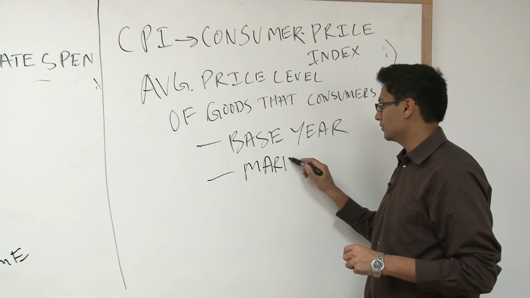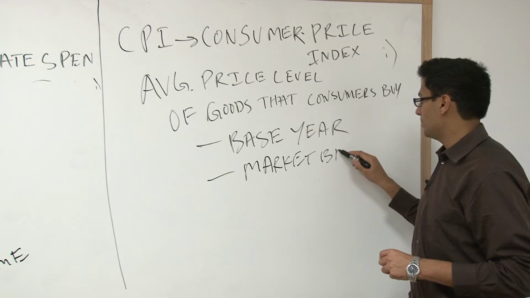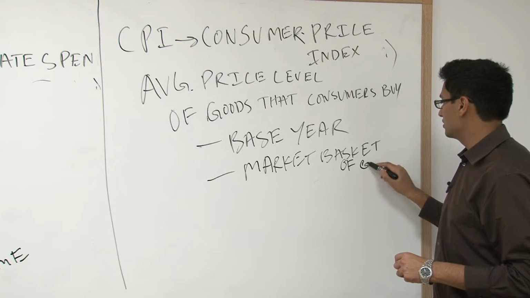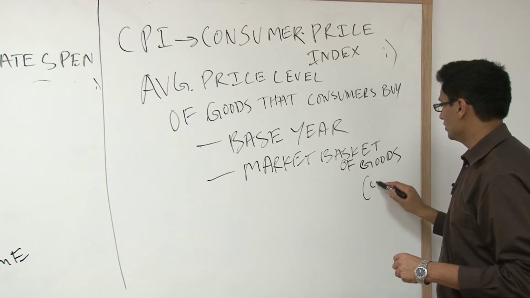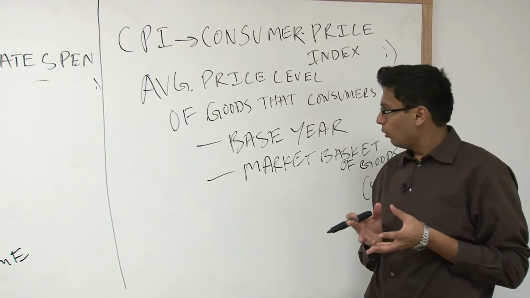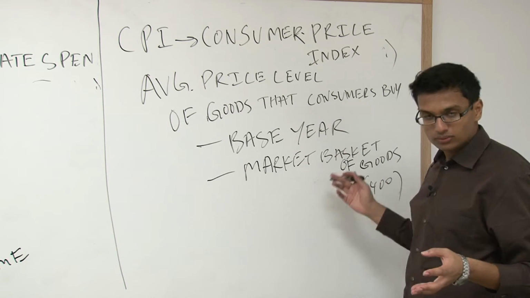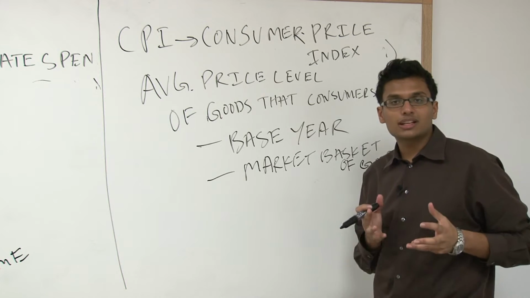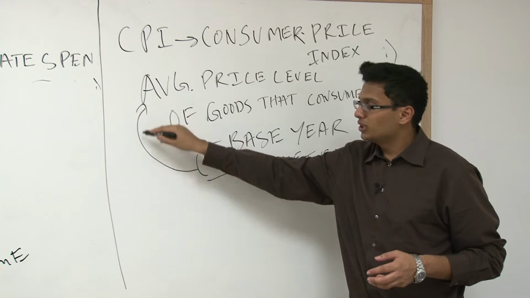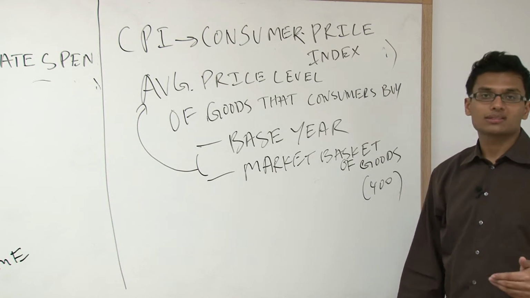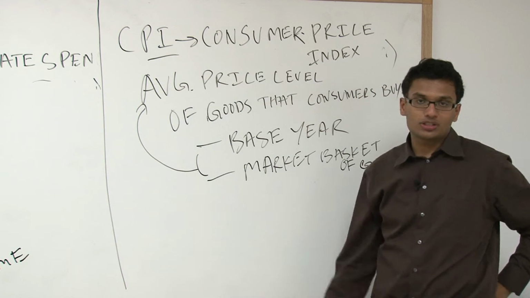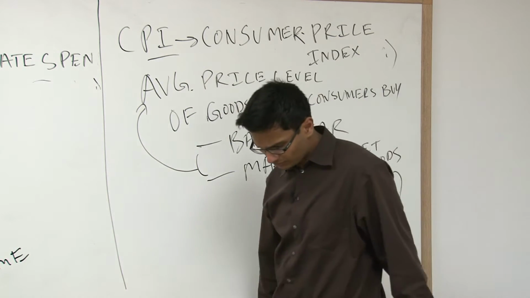What is a market basket of goods? The market basket of goods basically is a collection of about 400 goods, okay? And this market basket of goods holds, and not all, but most of the goods that consumers buy. So these two combined, we use those to understand what's the average price level of goods that consumers are buying at. And CPI establishes this mathematical result.